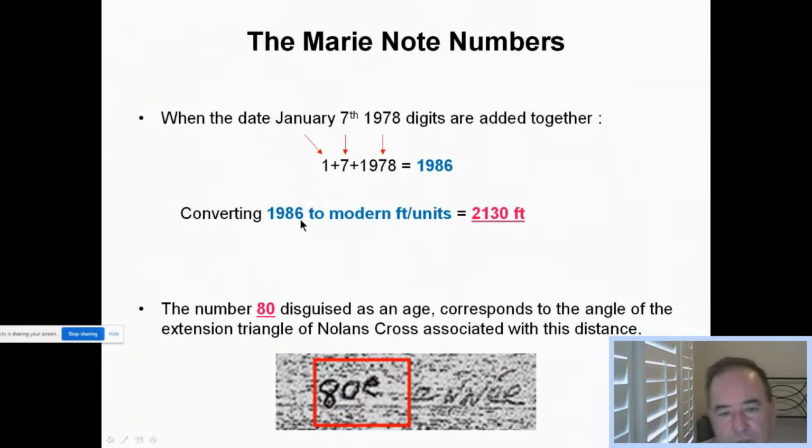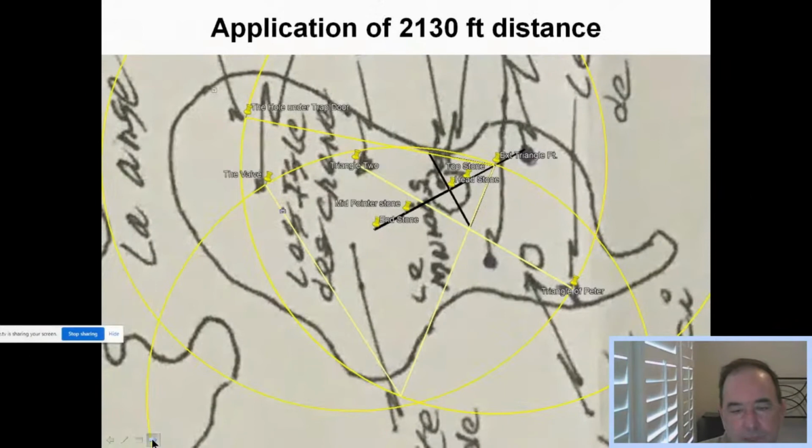When you take 1986 and convert it to modern foot units, you end up with this number, 2,130 feet. And the number 80 is an angle that corresponds to the extension triangle of Nolan's cross that is associated with this distance. So this is the 2130 distance. This right here is the extension triangle. This is an 80-degree angle. With this, you confirm the hole under the trap door.